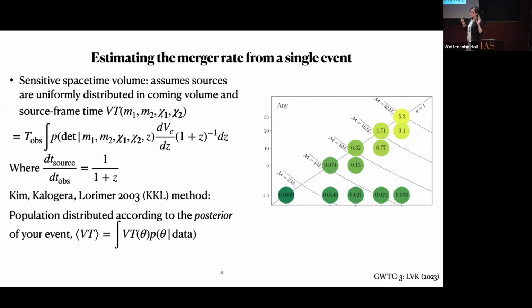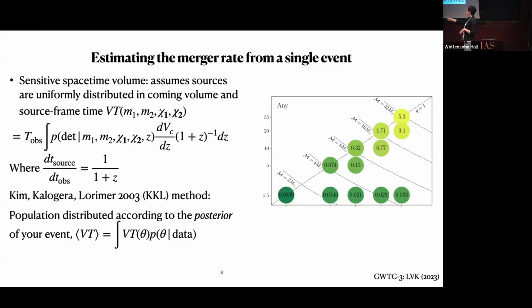And then if you are just estimating the rate of a single event and you are in the LIGO-Virgo-KAGRA collaboration, you will use this method called KKL, after this paper by Kim, Kalogera, and Lorimer from 2003, which assumes that you only have one event, but you don't exactly know the masses and spins of that event. So you assume that that one event is really representative of a population distributed according to the posterior that you get from the parameter estimation for that event. So this is the posterior here that you just got from the parameter estimation.